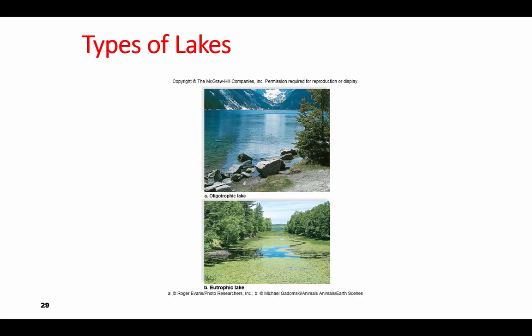In the temperate zones, they stratify in the summer and the winter, and it's a vertical stratification that you'll see. You see the oligotrophic lake at the top, it's nutrient poor, low productivity, and then down at the bottom, all that bloom that you see there, that's a eutrophic or high productivity lake. A lot of nutrients there.